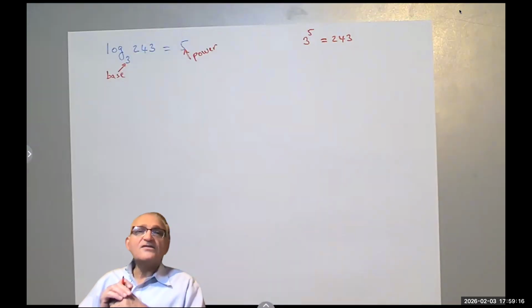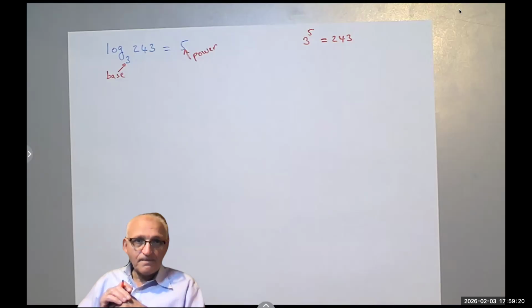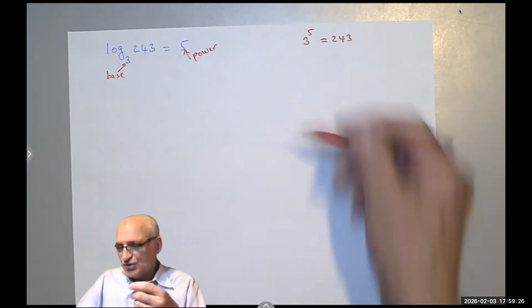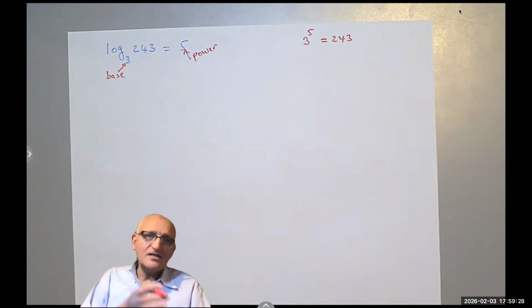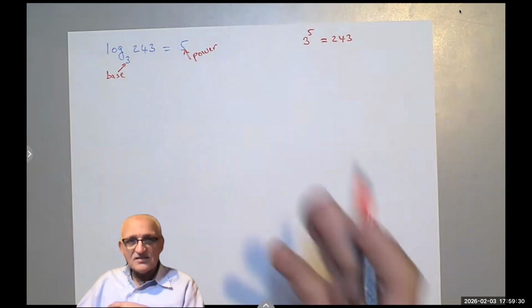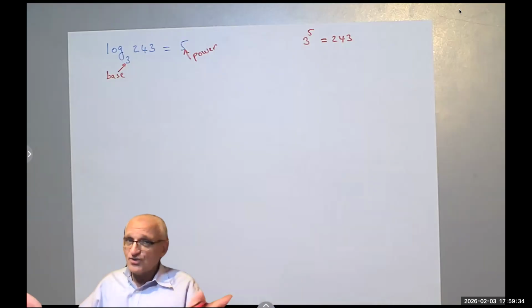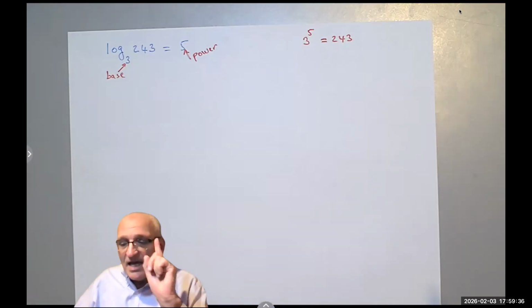Okay, so you take the log of that. The log can have any base, as you know, right? So if 2 to the 6 is 64, then log to the base 2 of 64 is 6, and so on and so forth. So you can pick any number, really.